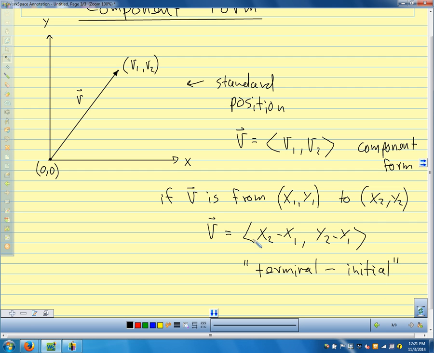And this just tells us how far are we moving from x1 to x2, how far are we moving in the x direction, how far are we moving in the y direction. So the component form tells us how far do we move in the x, how far do we move in the y. And we find that by terminal minus initial. So we call this with angle brackets the component form.